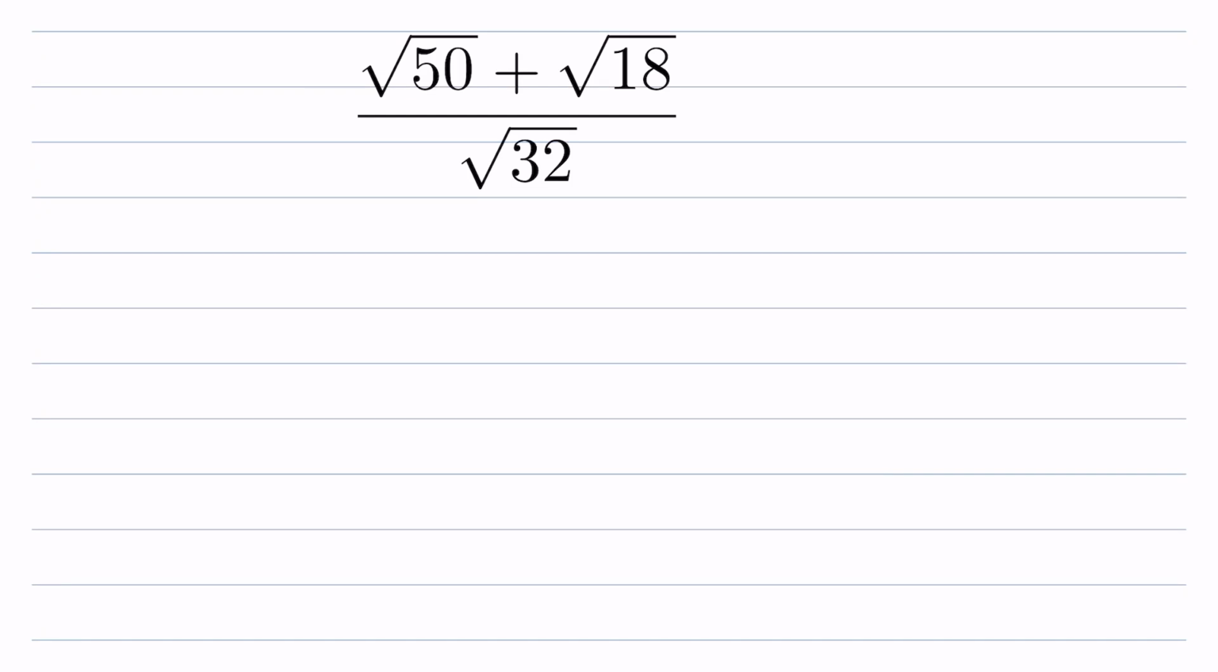Square root of 50 plus square root of 18 upon square root of 32. How to simplify the radicals? So first of all, let's first simplify each of the radicals.